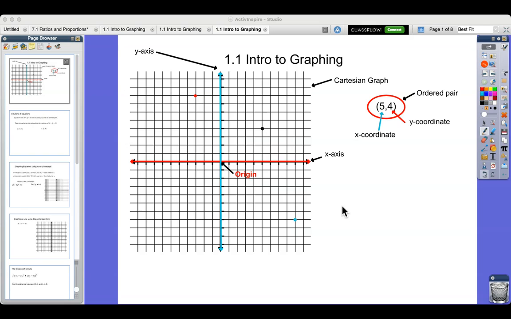So we are going to start into graphing. We're going to break this up into two parts. This first part, we're going to just talk about graphing and equations, and then we'll get into other things next week. But we're going to start out with just one lesson this week. So let's get into it.